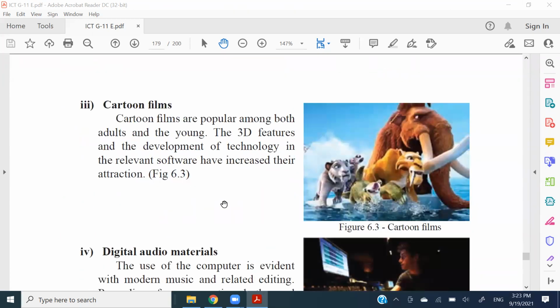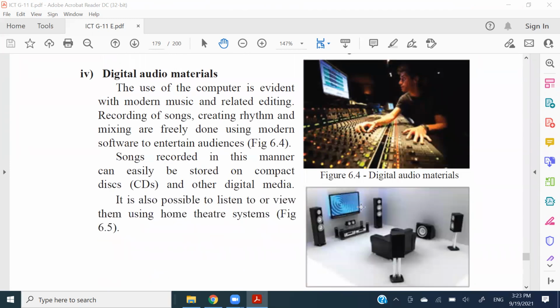And again, the cartoon films, yes, of course. Now this is a picture from the Ice Age movie. I'll show you how some of the animation was done in that Ice Age. It's pretty complex and pretty nice to see. And the digital audio materials, of course, to have a surround system to mix things, to make songs or to compose things in a very fine-tuned manner.